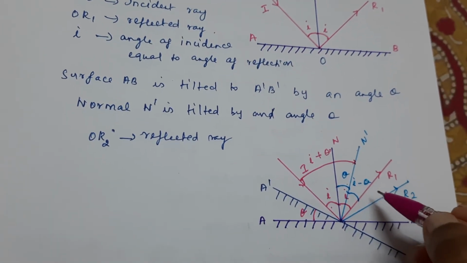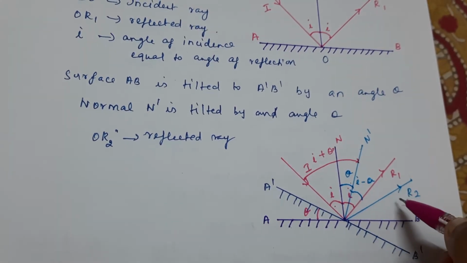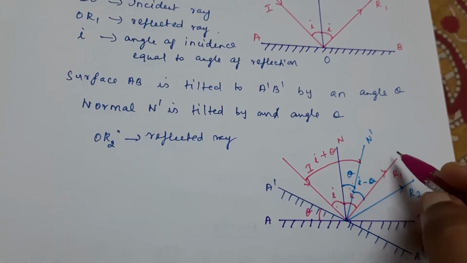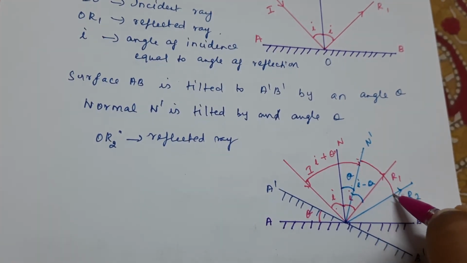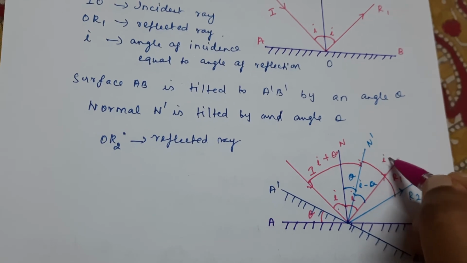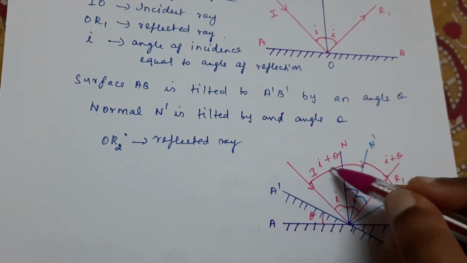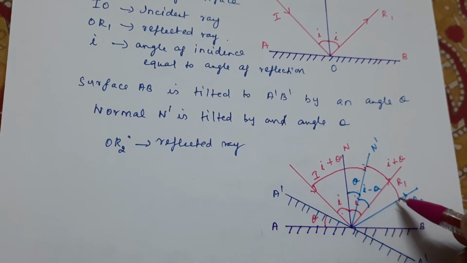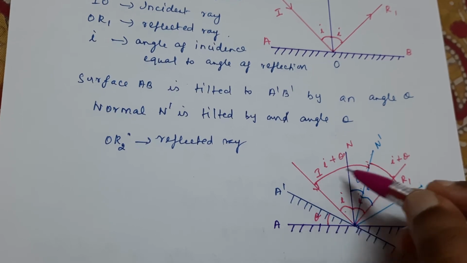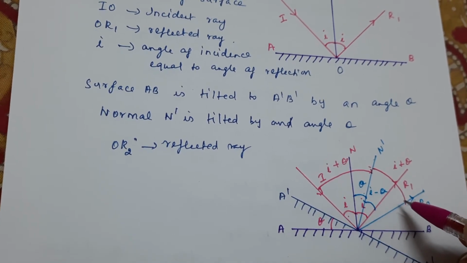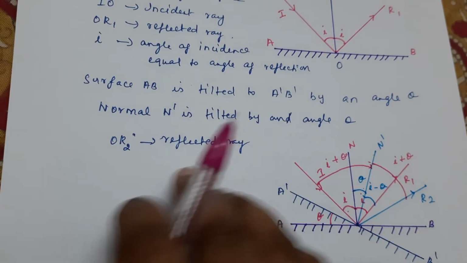So, what is the angle between R2 and N dash? So, this angle. This is also what? I plus theta. Since this is I plus theta, this will also be what? I plus theta. This is your incident ray and the angle between incident ray and normal. Here this is the angle between normal and the reflected ray. Okay.